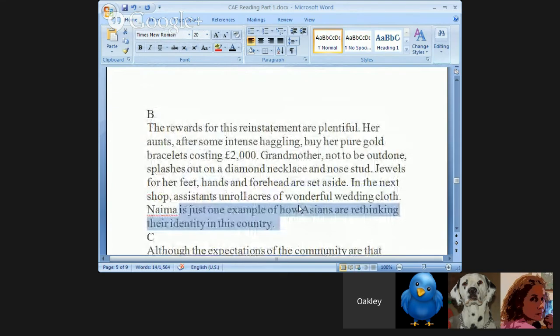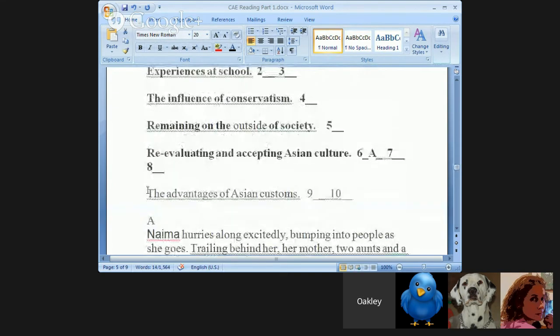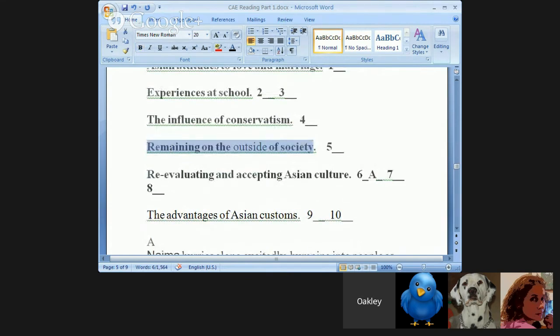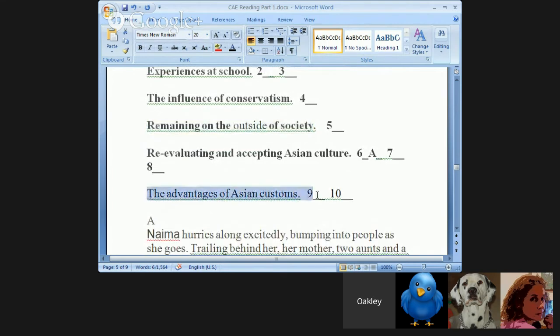Okay. All right, what did you say now? The advantages. This one. Yeah? Well, that, but Romanian. Nothing to do with school or love and marriage or conservatism. On the outside of society, not really. Okay, so you think the advantages of Asian customs, I think that's reasonable. Maybe seven. All right.